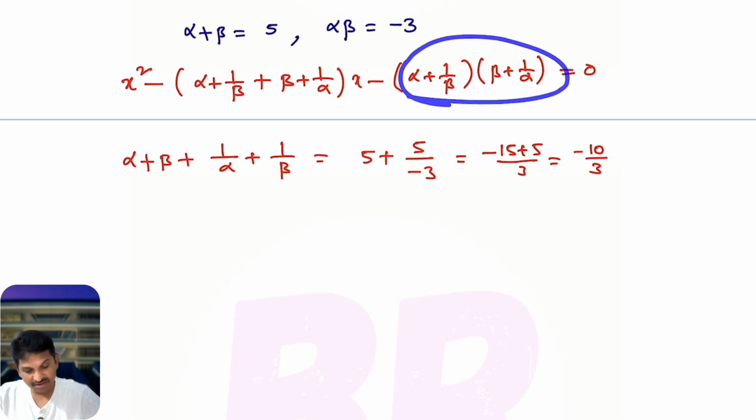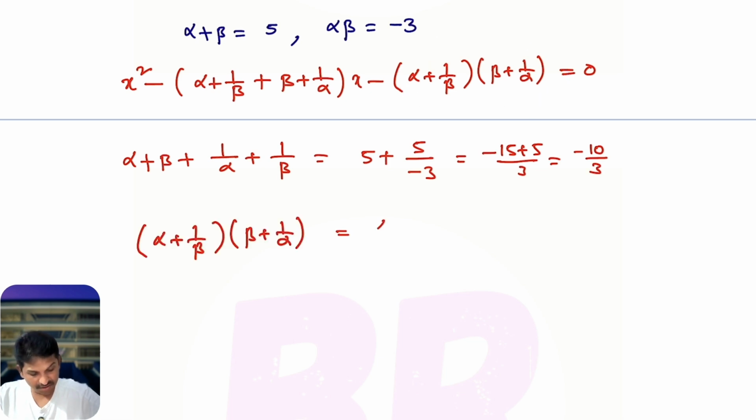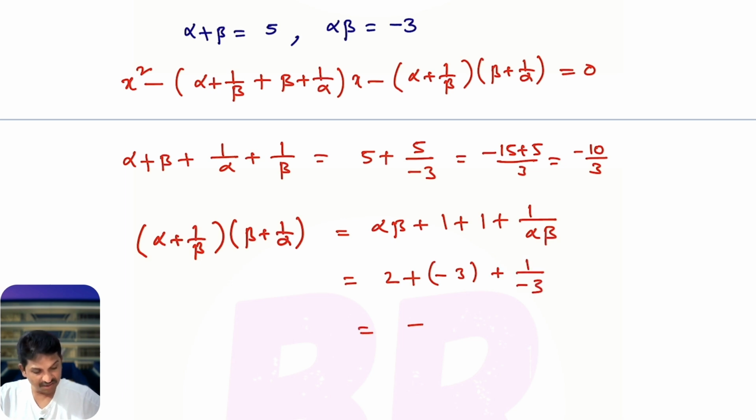Now I'll calculate this one. If you multiply this, what you will get? Alpha beta plus 1 plus 1 plus 1 divided by alpha beta. 1 plus 1 is 2. Alpha beta is minus 3, na? Minus 3 plus 1 divided by minus 3. This is 2 minus 3 minus 1 minus 1 by 3. This is minus 4 by 3.